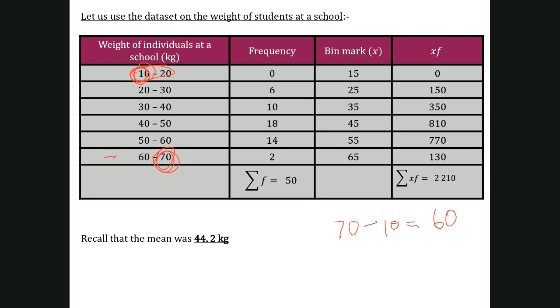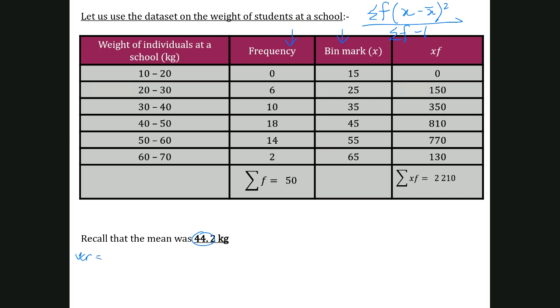Now let's look at your variance calculations. Remember, we said that your variance was calculated as the sum of each frequency multiplied by the midpoint minus the mean, squared, over the sum of f, or the sum of your frequencies, minus 1. Here, these are your midpoints, these are your frequencies, and your mean is 44.2. I'm going to write out the formula here and show you how we calculate it.